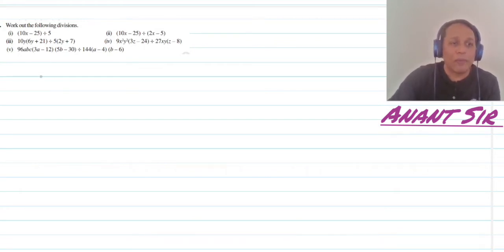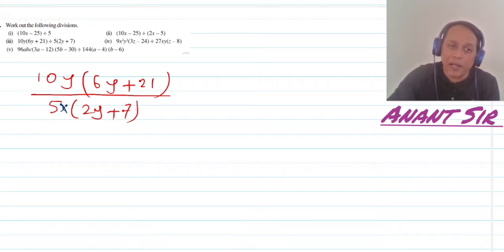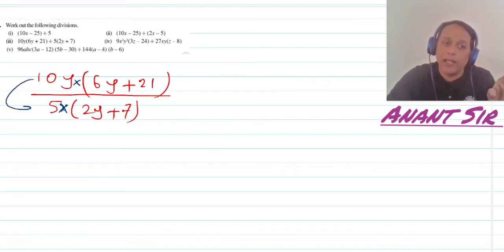So that brings us to question number 3 now. 10y multiplied by (6y plus 21), divided by 5 multiplied by (2y plus 7). Now you can simplify, as there is multiplication between the bracket and the outside terms. So you can simplify this 5 and 10. They can be divided by the same number. 5 ones are 5, 5 twos are 10.